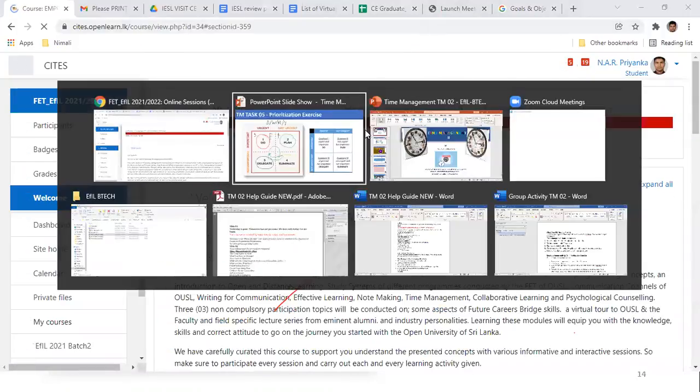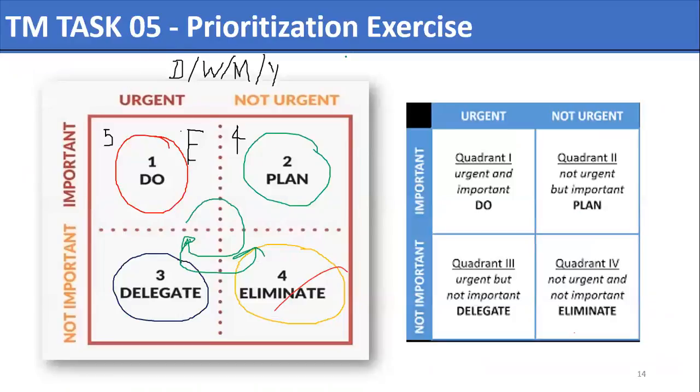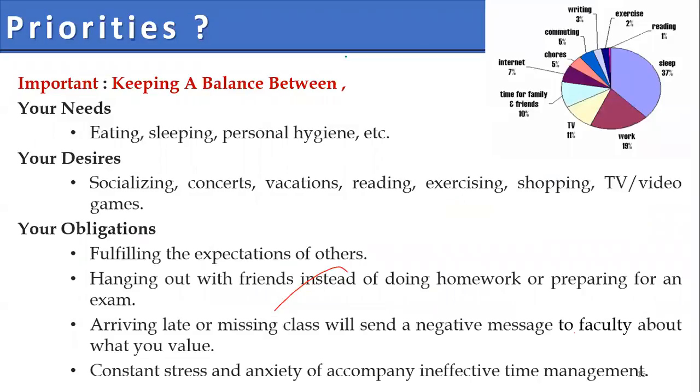So you can prioritize your activities. When you prioritize, remember one thing: keep the balance between your activities and your life activities. Keeping balance in your time means you can make your life happier. So you consider your needs and your desires. I'm not going to explain more on this slide. According to that you need to prioritize.